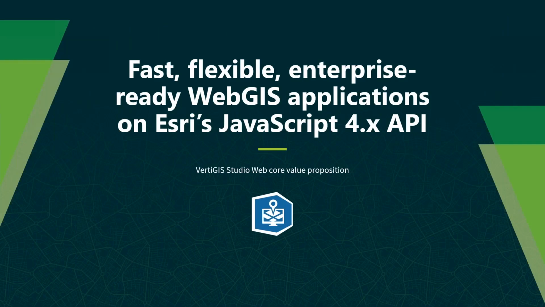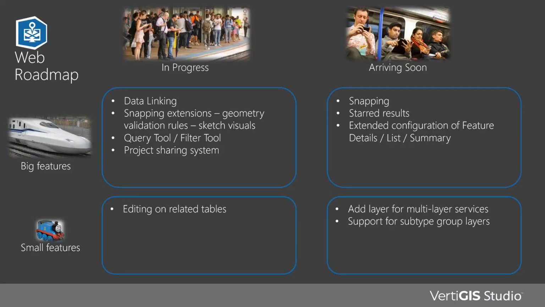What's coming on the website? I've already spoken to you mostly, I think, about the right-hand side of this, so snapping star results, extended configuration options for feature details, feature list, and feature summary. The add multi-layer services, support for subtype group layers, I did not specifically speak to. This is a specific new thing that Esri has done as part of the utility network. I won't get into the details of it, but it's just a different way of doing subtypes that we needed to make sure worked well with web.